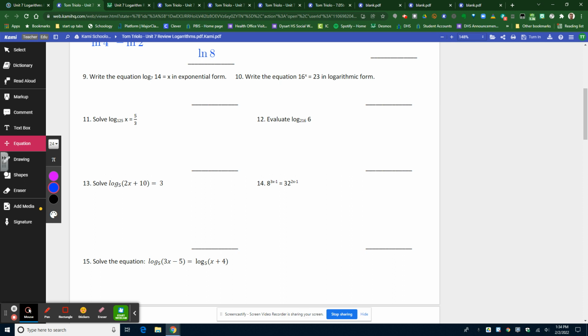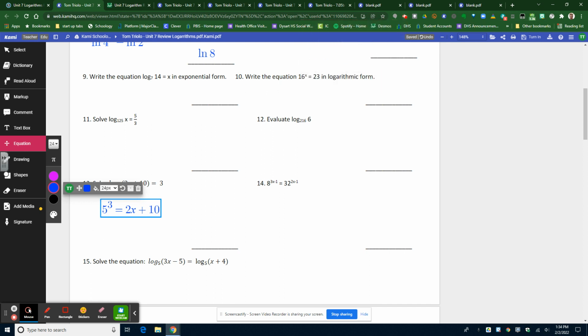What's my base? 5. That's what I start with. When you change from logarithms into exponentials, start with your base. So start with the number 5. Remember the logarithm equals the exponent. So 5 to the third power is equal to 2x plus 10. 5 times 5 times 5 is 15, right? No.